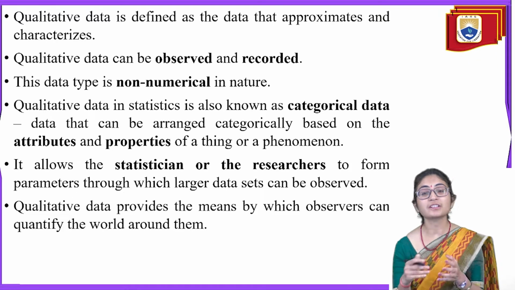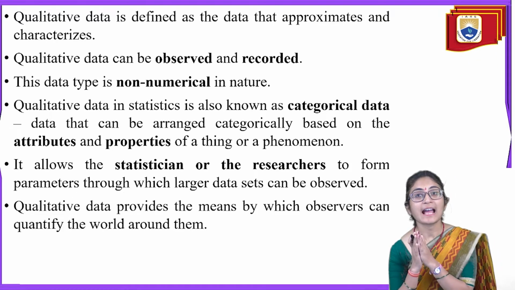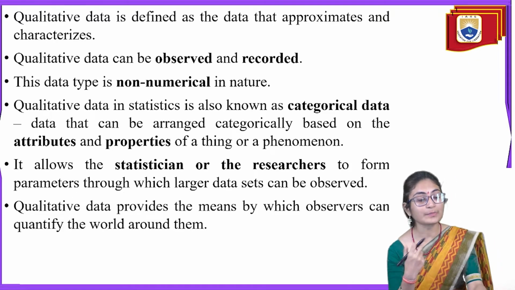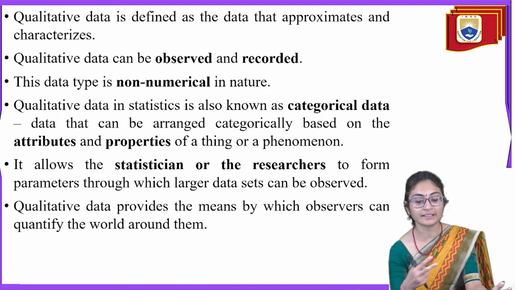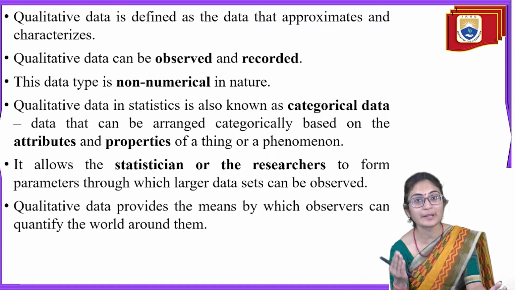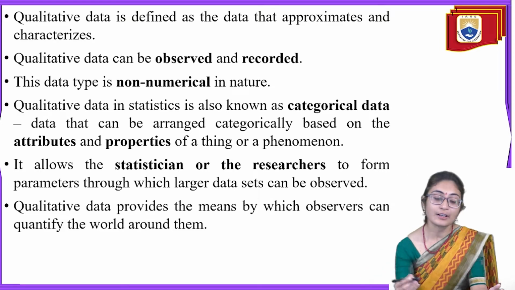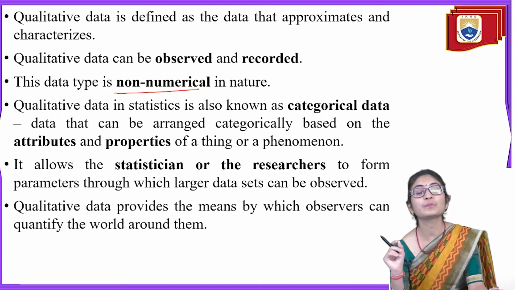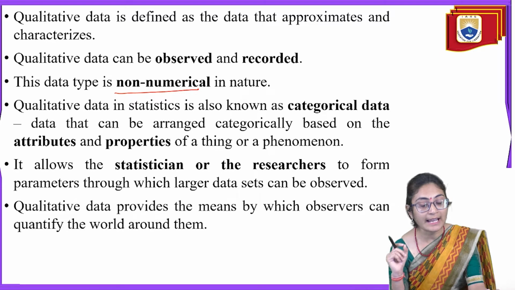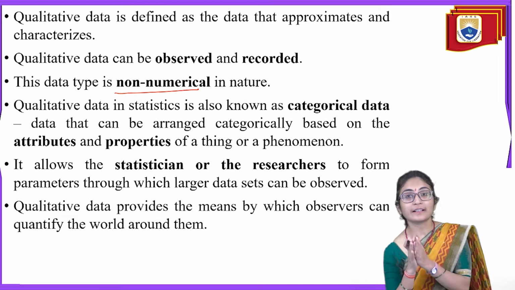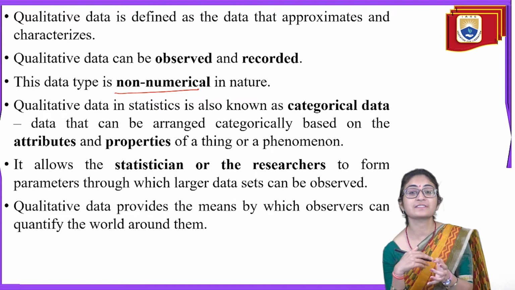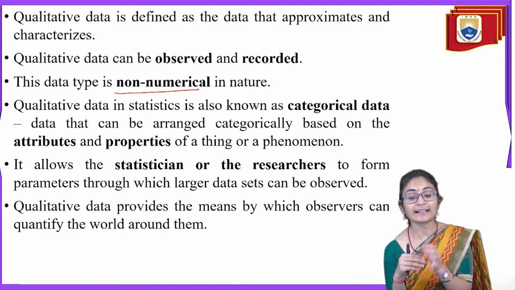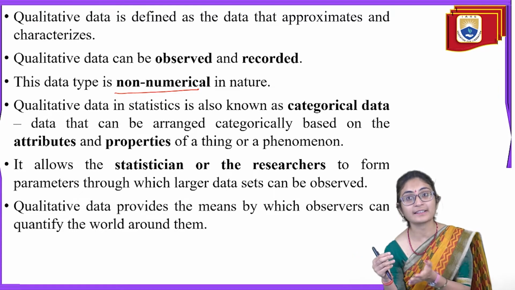Now, qualitative data is generally defined as some approximate characteristics. Sometimes we can observe and record it. Qualitative data may be observed or recorded, and this type of data is non-numerical. It is mostly available in a statistical format, and it is known as categorical data.